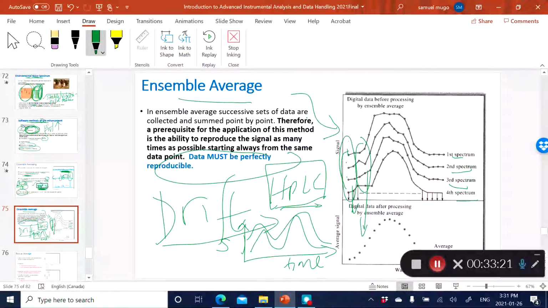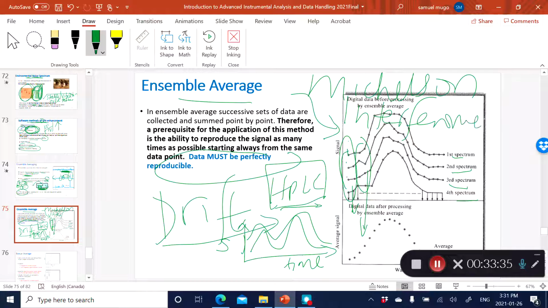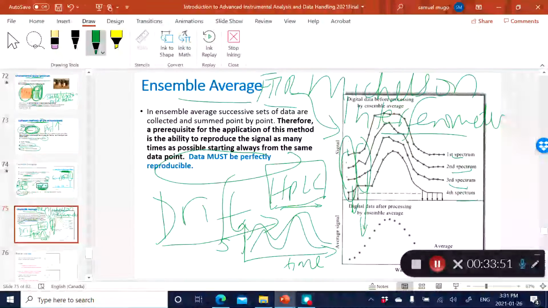But like I said, for Fourier transform infrared, because of a component in the instrument called the Michelson interferometer, and you can check on it later, you are able to do perfect overlaps, because the data start at the same time and end at the same time. So you get perfect results that are completely reproducible, and you can simply do the ensemble averaging in that case. So it is very useful for the Fourier transform infrared spectrometer.